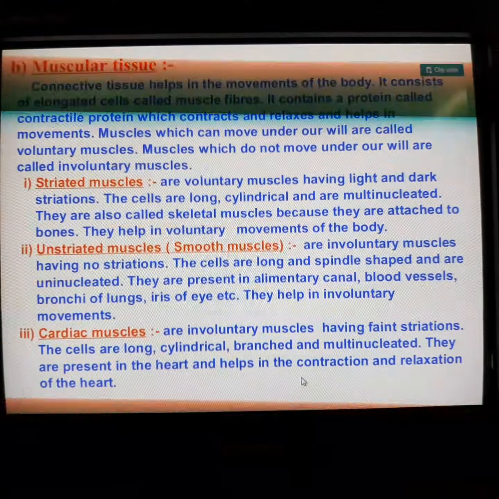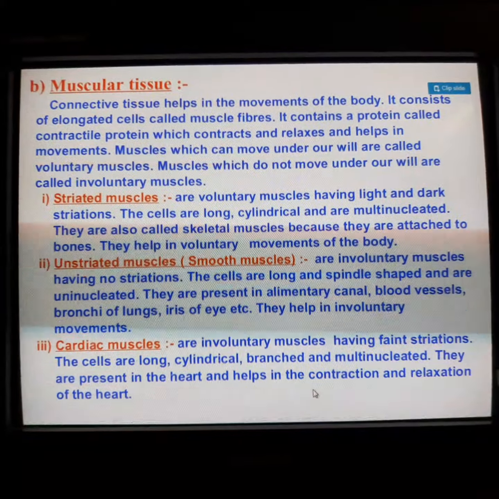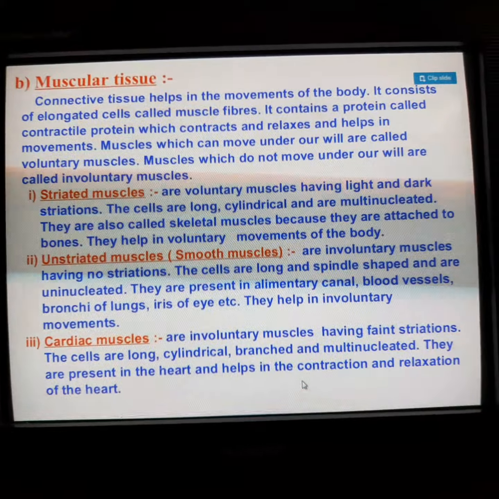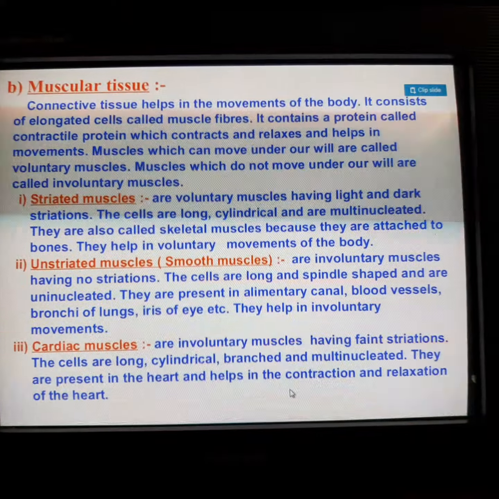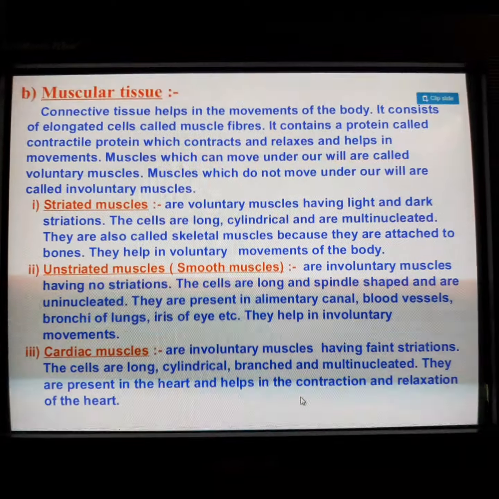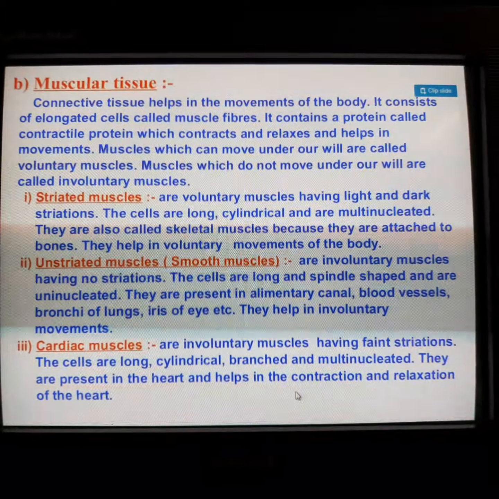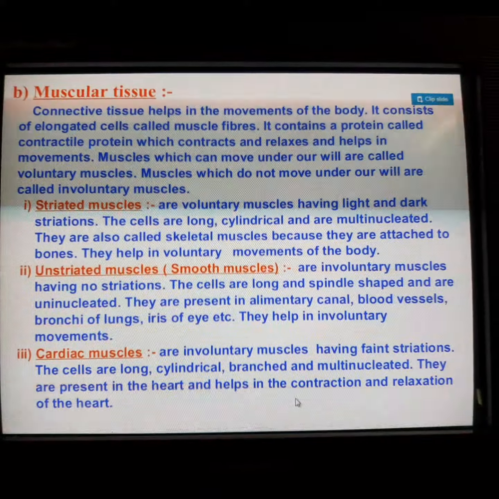The cells of the voluntary muscles have more than one nucleus. They do not have any branches and have a long cylindrical structure. Examples of this tissue are the muscles of our hands, legs, etc.